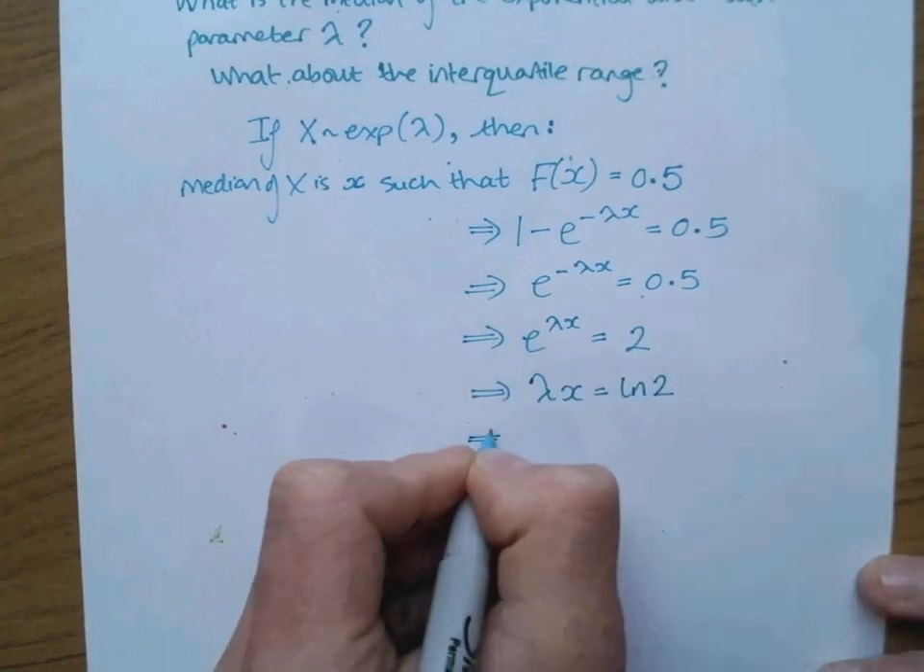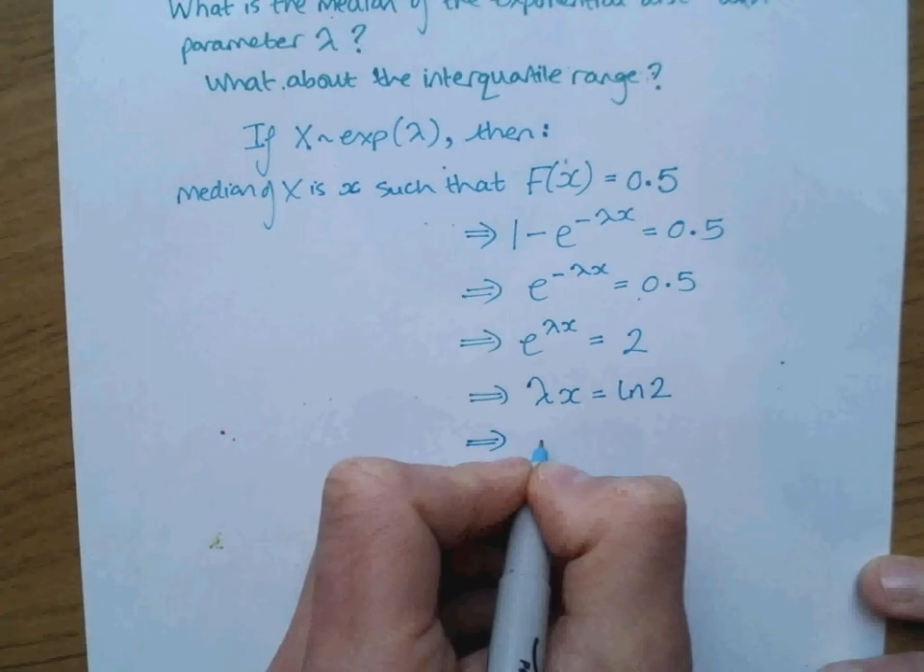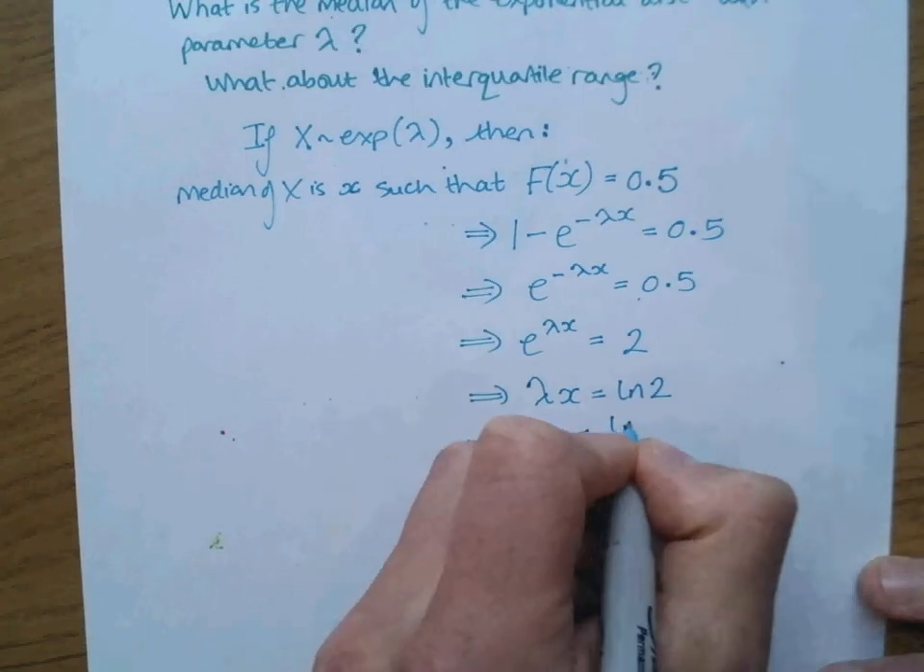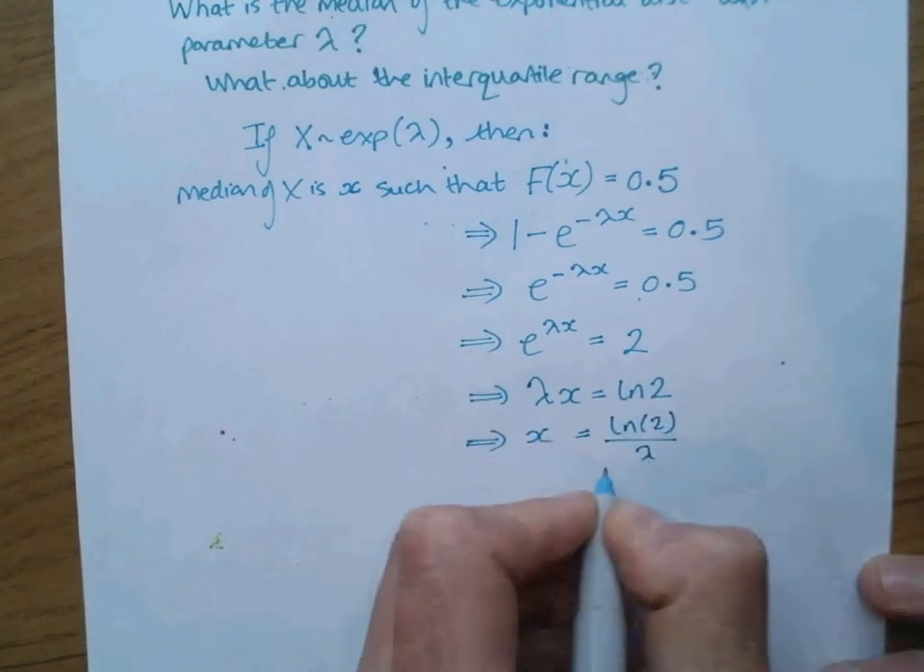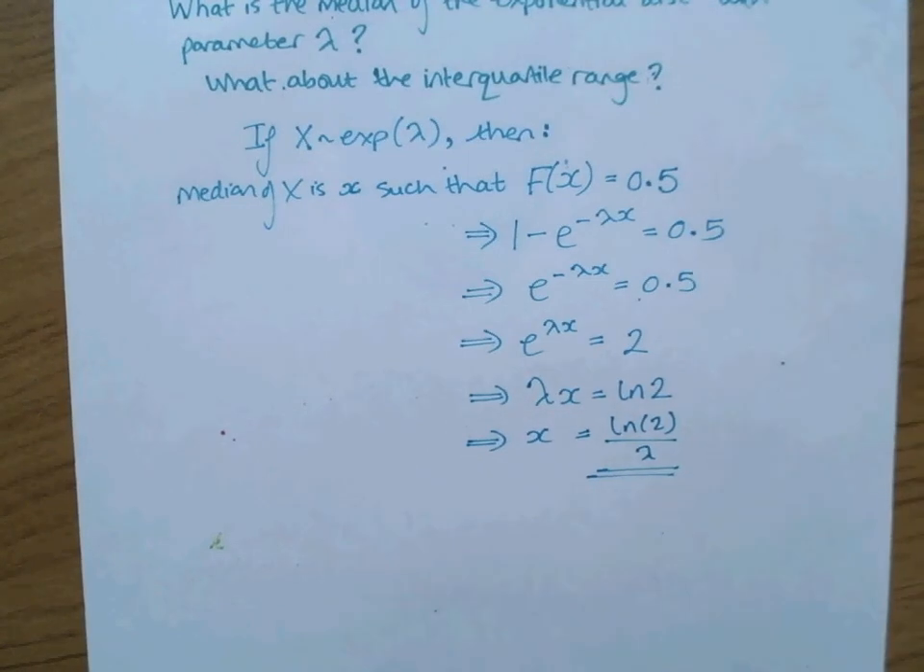What can we do next? Hopefully you're thinking that we could take the natural log of both sides, as follows, and then all that remains is to divide through by lambda, and we get our answer. Okay, that wasn't too bad.